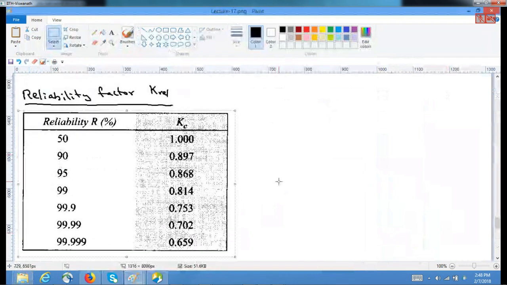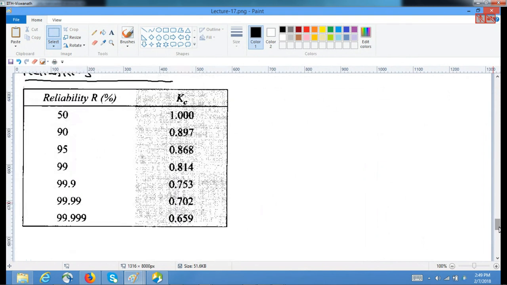You can see that if you want only 50% reliability, then you can just make your K reliability 1. But if you want 99.9% of failures to be avoided, then your factor goes to 0.753. That means you are lowering the endurance limit, so the operating regime becomes lower. And if you want to be reliable 99.999 percent of the time, then the endurance limit has to go down drastically. You can see an exponential decrease, a sizable decrease in the K reliability index.